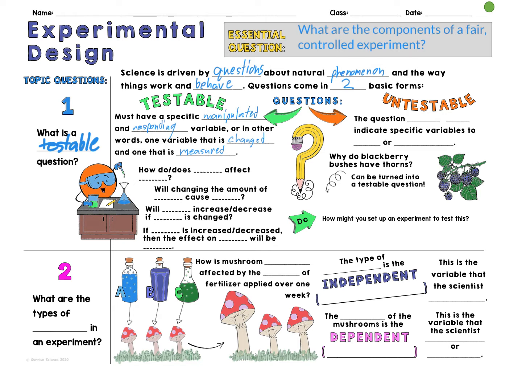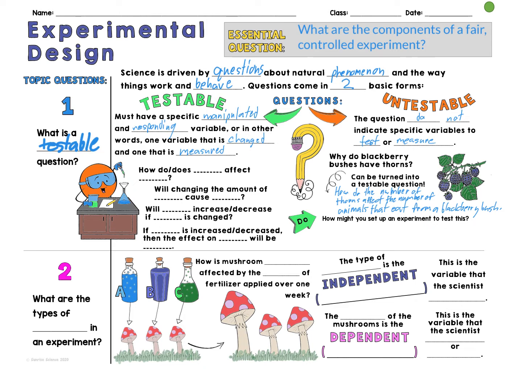Untestable questions are questions that do not indicate specific variables to test or measure. For example, why do blackberries have thorns? Well, although we can't answer this, we can turn it into a testable question. For example, how does the number of thorns affect how many animals eat from a blackberry bush? Go ahead and try to set up your own experiment to test this.